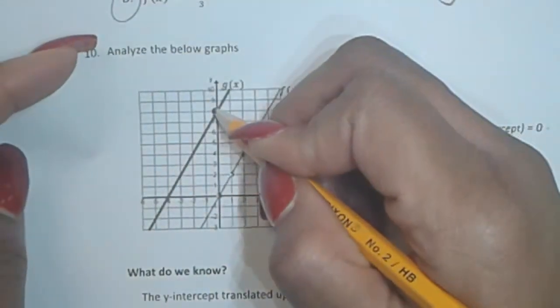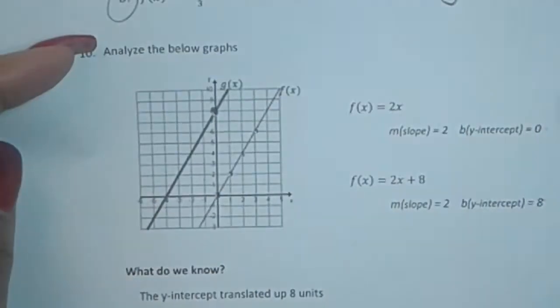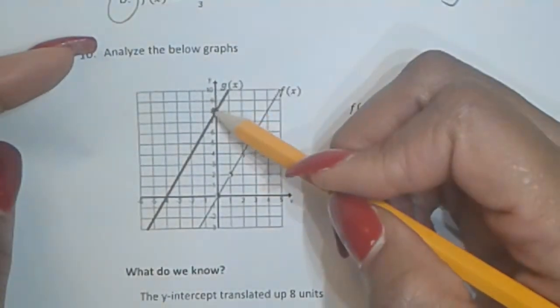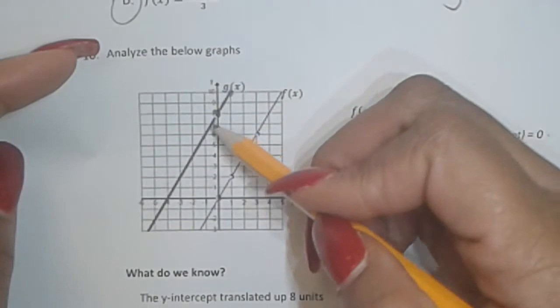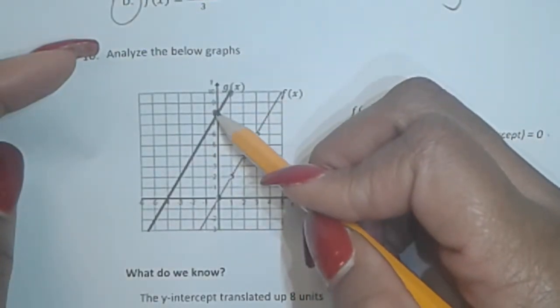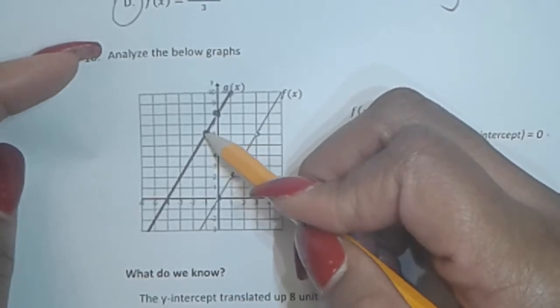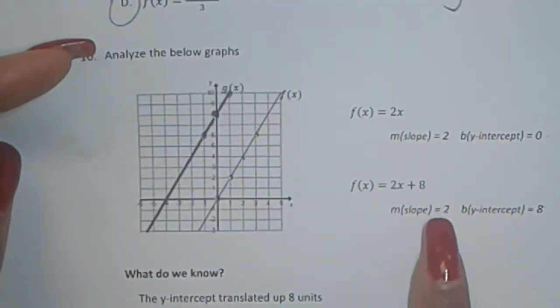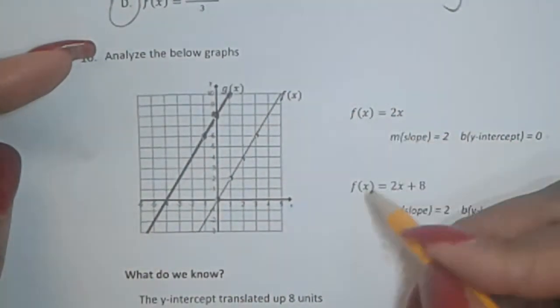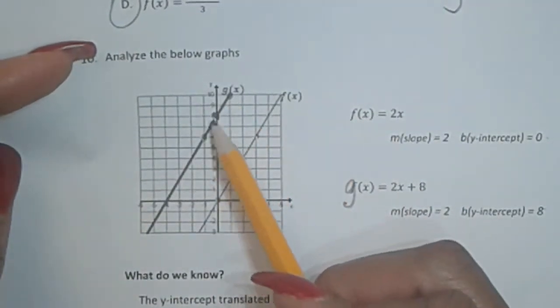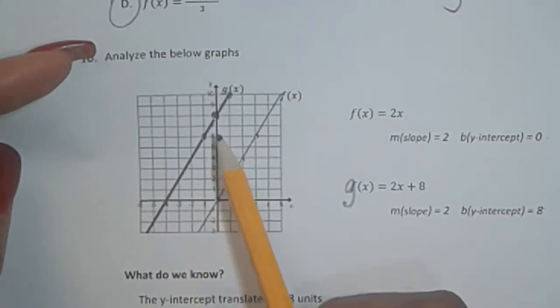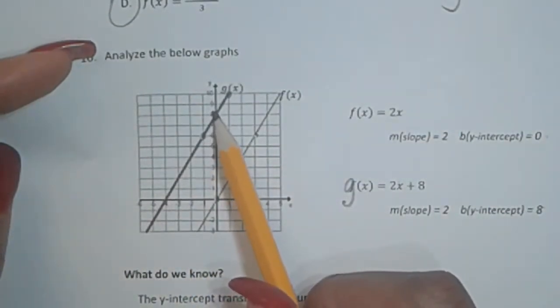The y-intercept is 8, and then it has a slope of 2. It goes up 2 to the right 1. And I want to check it and go the opposite way, down 2 to the left. So g of x, that should say g, has a slope of 2 and then a y-intercept of 8.